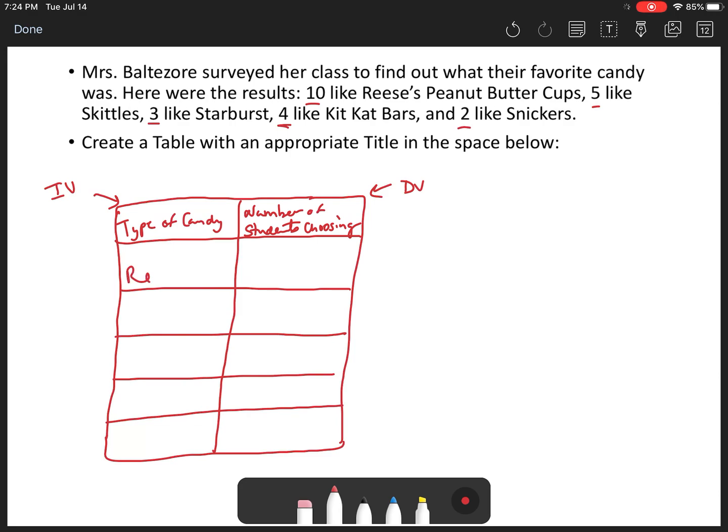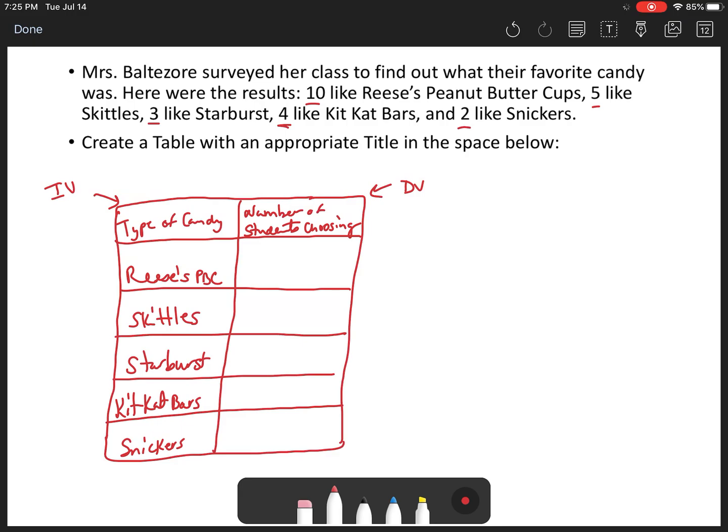So I'm going to put my Reese's Peanut Butter Cups. I'm just going to abbreviate it right now because I'm afraid I'm not going to be able to fit everything in there. I'll do P, B, C. Okay. And then Skittles, Starburst, Kit Kat bars, Snickers.